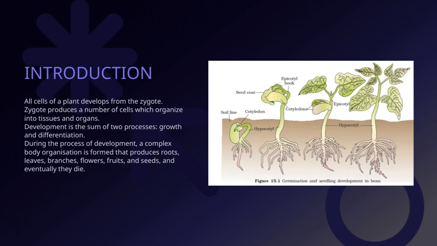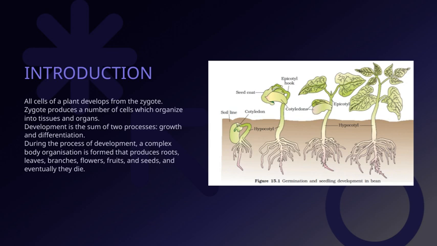Development, in this context, is really about two main processes: growth and differentiation. Growth involves increase in size and number of cells, while differentiation is about cells becoming specialized to perform particular roles. As this development unfolds, a complex body organization begins to take shape.